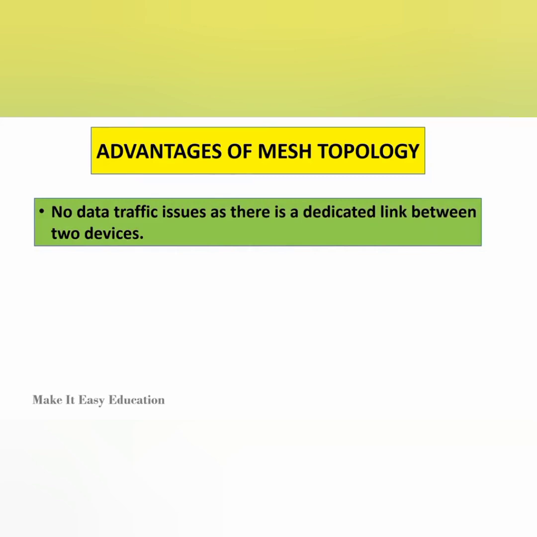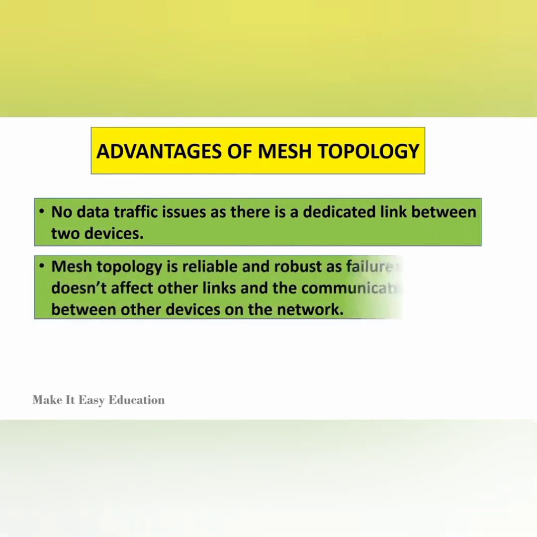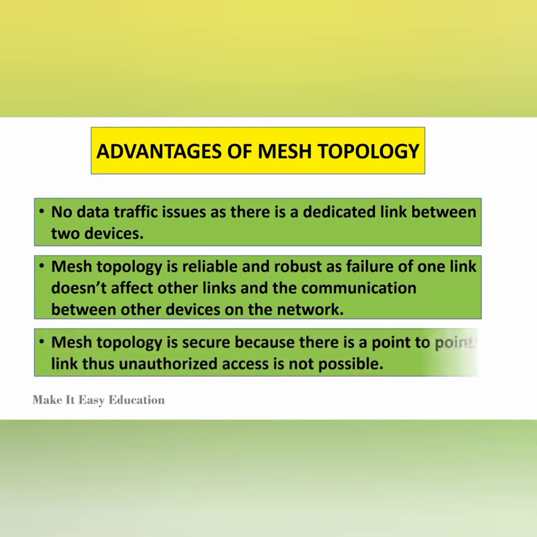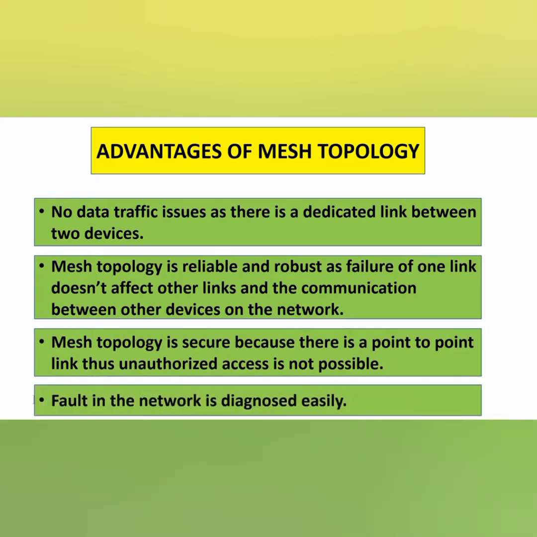No data traffic issues, as there is a dedicated link between 2 devices. Mesh topology is reliable and robust, as failure of one link doesn't affect other links, and the communication between other devices on the network. Mesh topology is secure because there is a point-to-point link, thus unauthorized access is not possible. Fault in the network is diagnosed easily.